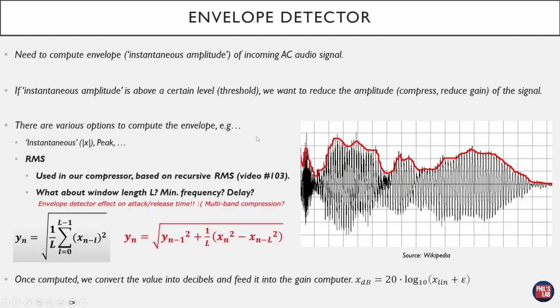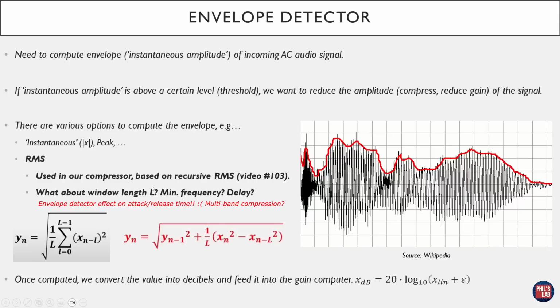To compute this envelope, there are of course many different options. For instance, we could just not even compute the envelope, we could just do an absolute value of our current input waveform, so abs of x, we could do a peak envelope detector and so on. But in our case, we will be doing an RMS, so root mean squared envelope detector. I won't be going into detail how to implement this, but this is because I've already shown this in a video. This is video number 103, which shows a recursive method of computing the RMS for discrete time digital systems.